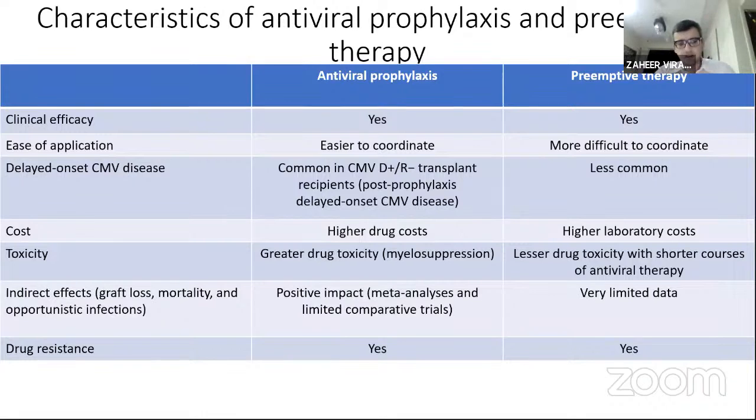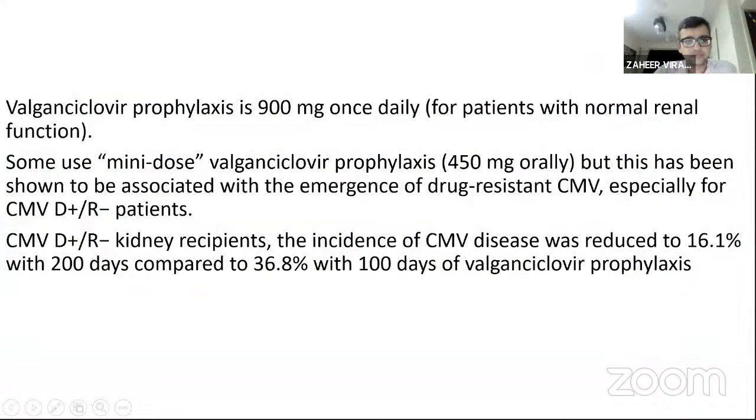So both types of prophylaxis have their pros and cons. On one hand, antiviral prophylaxis will obviously have higher drug cost. On the other hand, the preemptive approach will have higher lab cost because you keep monitoring. The toxicities obviously will be more with antiviral prophylaxis because you're using the drug, compared to the preemptive approach, where you're not using the drug. So one has to individualize and decide on a case-to-case basis and also a center basis, because you also have to make sure that your CMV quantitative PCRs are easily available, whether you want to go in for antiviral prophylaxis or preemptive.